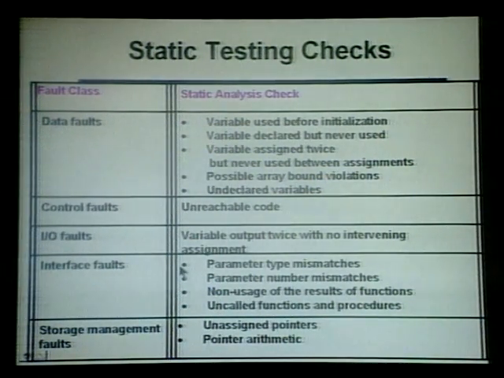For example, we can check for parameter type mismatches from the calling program to the called program. We can also check for parameter number mismatch. For example, if a function requires 3 parameters, you can check that you are passing the right number of parameters and the right type of parameters. You can also check for non-usage of the result of functions, where you make a call to a function, but the result returned by that function is not used. And you can also check for uncalled functions and procedures which have been developed but not used.